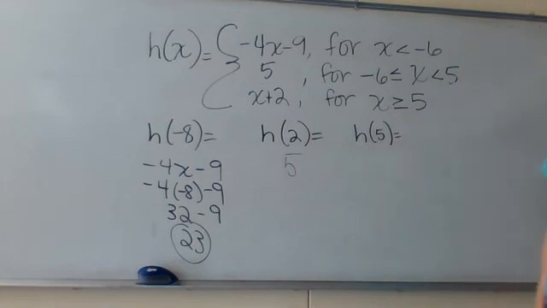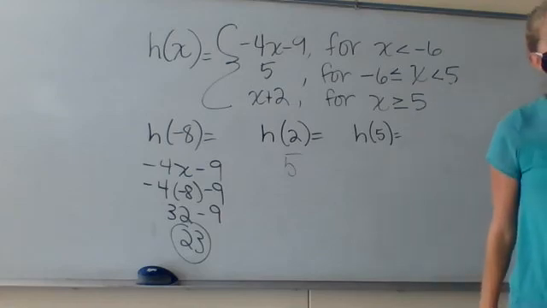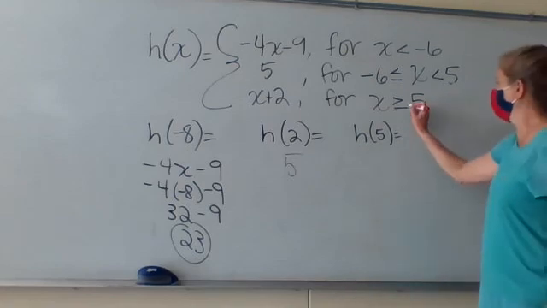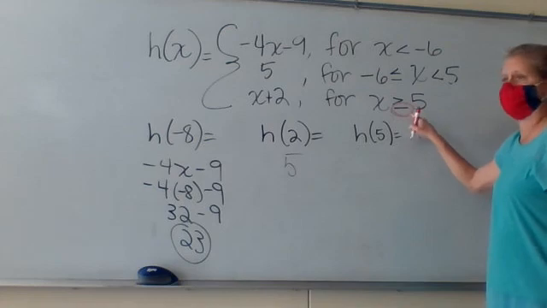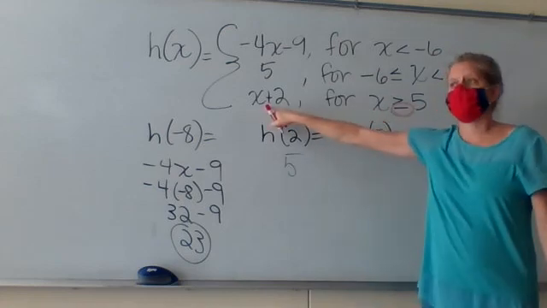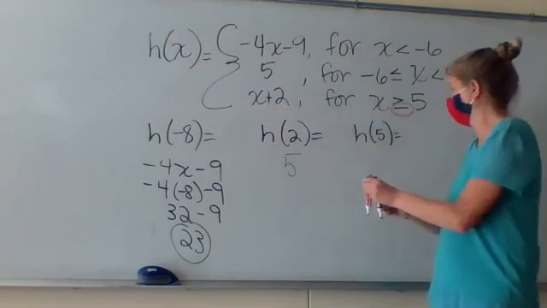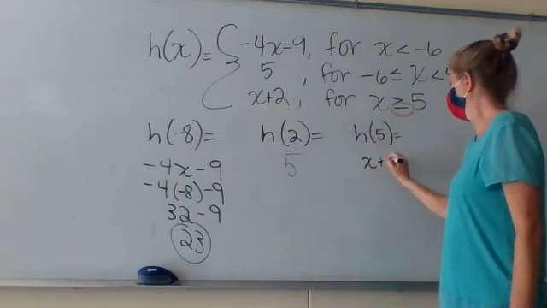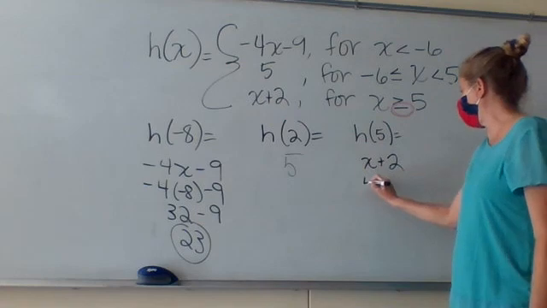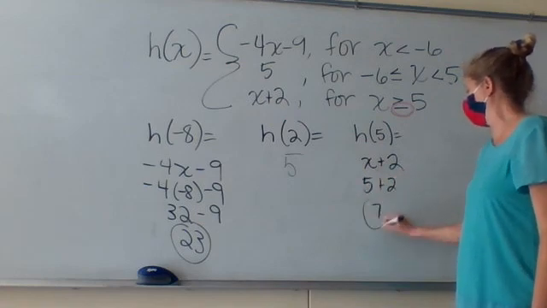H of 5. Let's see, where does that fall into? Be careful here. I see 5 in 2 spots. I need to find the one where it equals 5. So you're looking for the equal to bar, which is down here. So it's in that bottom piece, which is x plus 2. So I'll replace the x in the x plus 2 piece with 5. So I have 5 plus 2, which is 7.